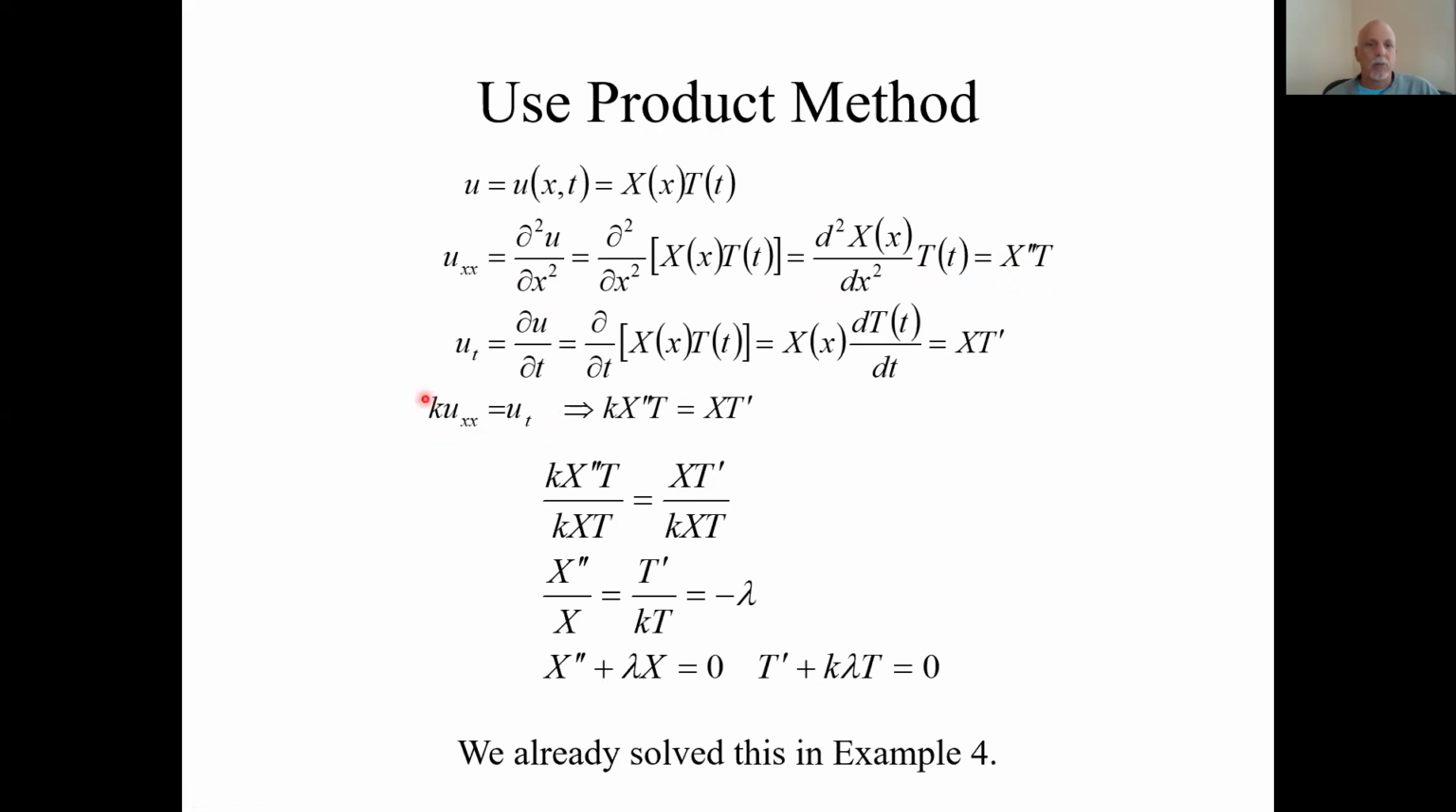So our equation now becomes this in the separated functions. Then we do our algebra. I'll divide by k X T. That'll get rid of the k's and the t's here. On the right side, we'll get rid of the x's. At this point, we have separated the variables. We'll set them equal to the same separation constant. We have these two ordinary differential equations.